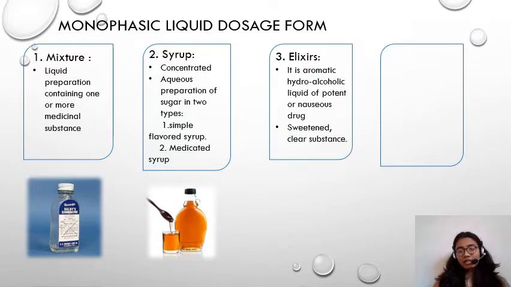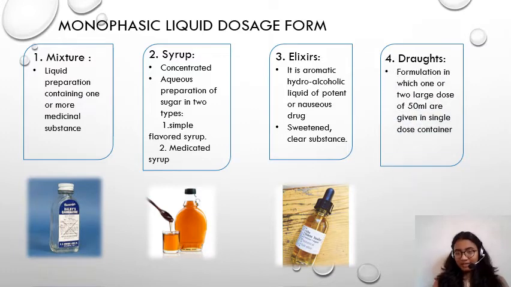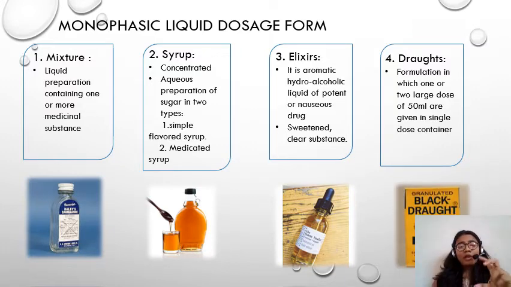Next, elixir. Elixirs are usually aromatic. Hydroalcoholic content is its main content and it can be sweetened or clear substance. The below picture is of elixir. Next, draught. Now draughts are usually given for pediatric purpose, and it has a single dosage container of 50 ml. You have to take it as one complete dose. It is usually for pediatrics, and the below example is of laxative.